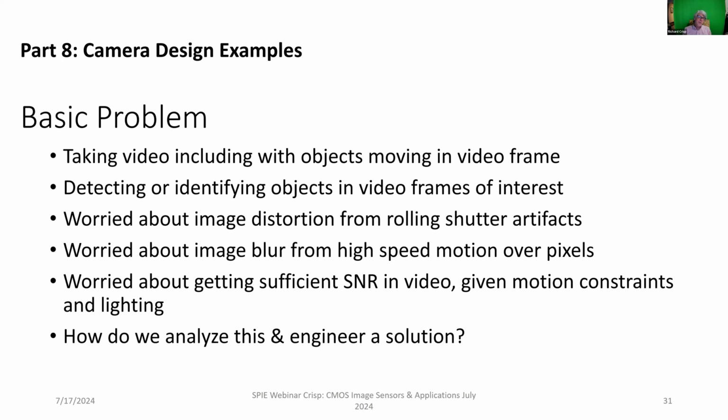So let's talk some about camera design now. The basic problem is you want to take a video, including with objects moving in the video frame. You might want to identify objects. You're worried about image blur, image distortion. How do you deal with this and engineer a solution?